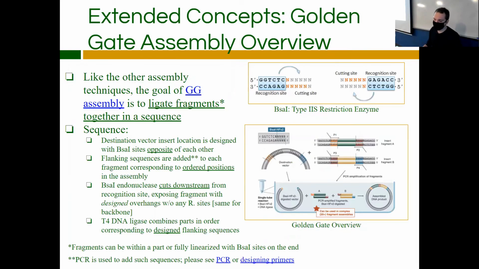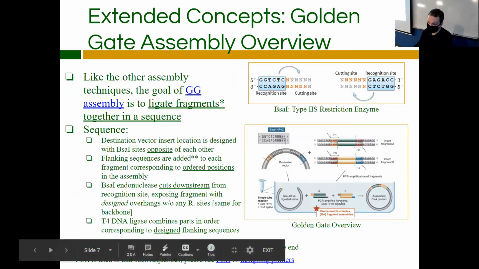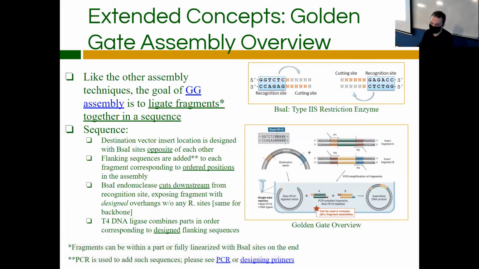So here is where most of the clarification and explanation is going to occur. Like Gibson assembly or any of the other assembly methods, the main purpose of Golden Gate assembly is to ligate fragments together in a sequence. So you want your promoter in front of your coding sequence. You want your ribosome binding site in front of your coding sequence. And so to do that, you have to use these assembly protocols.